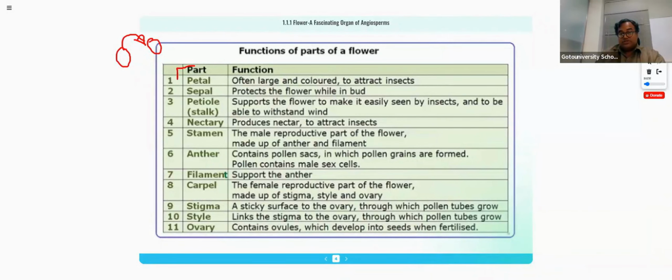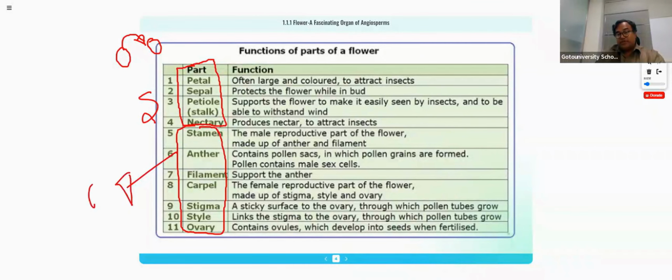See, among all the structures, this structure is not participating in the reproduction, it is only supporting. Whereas the stamen, anther, filament, carpel, style, ovary are participating in the reproduction. There is a lot of difference between the structure which participates in the reproduction and the structure which supports the reproduction. That means in the petal, reproduction is not happening. In the sepal, reproduction is not happening. In the petiole, reproduction is not happening. In the nectary, reproduction is not happening. Whereas in the ovary, reproduction happens.